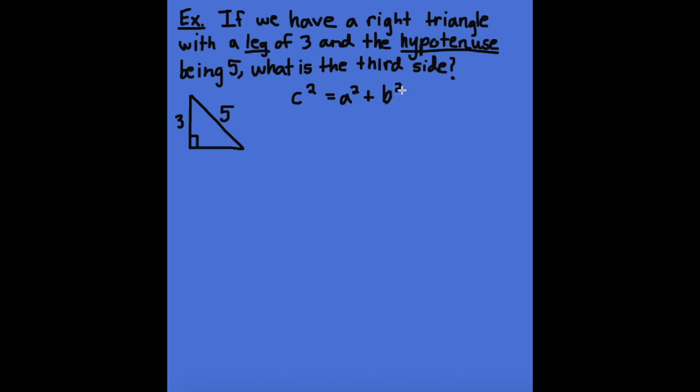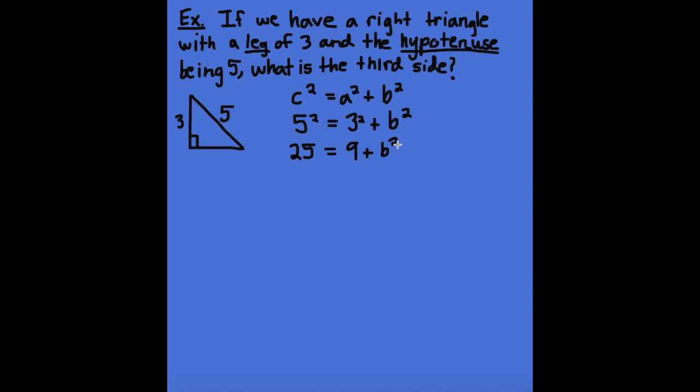Since c is the hypotenuse, we will substitute 5 for c. Then we will substitute 3 for a since it is the leg. We will get 5 squared equals 3 squared plus b squared. 5 squared equals 25 and 3 squared equals 9. We will get 25 equals 9 plus b squared.